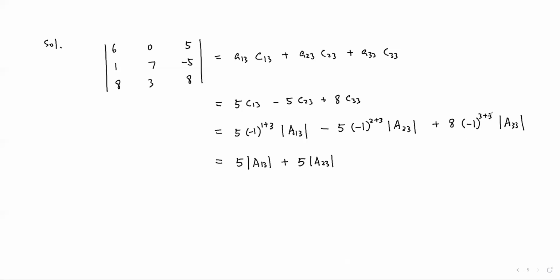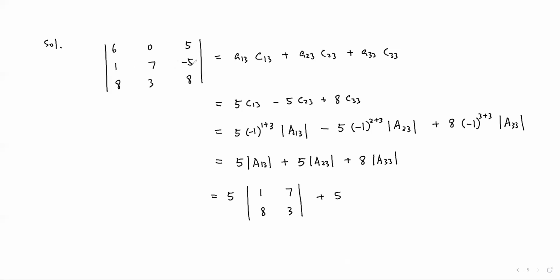Negative to 3 plus 3, negative to the 6, plus 1, so plus 8, A33. Okay, now 5 times capital A13 is the matrix obtained by deleting row 1 and column 3. So what remains is 1 7 8 3, determinant, plus 5 capital A23.